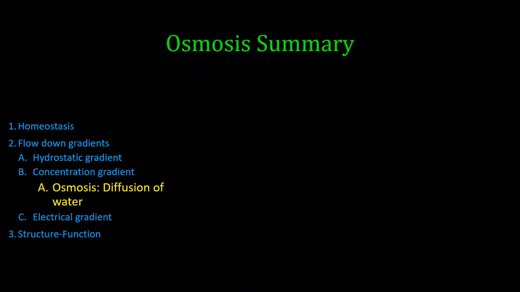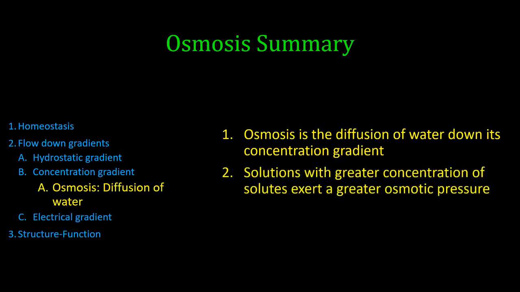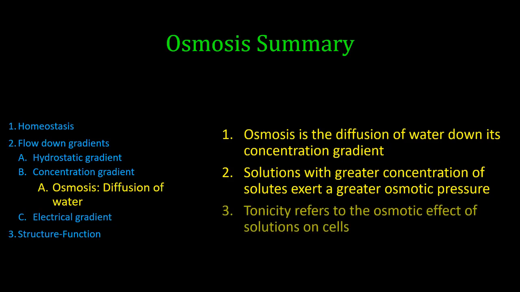Okay, to summarize, osmosis is the diffusion of water down its concentration gradient from high concentration to low concentration. Solutions with greater solute concentration have greater osmotic pressure. Tonicity refers to the effect a solution will have on a cell, and that's often what we care about in medicine, because if we administer a solution, the tonicity is going to define the effect it has on intracellular versus extracellular fluid volume.